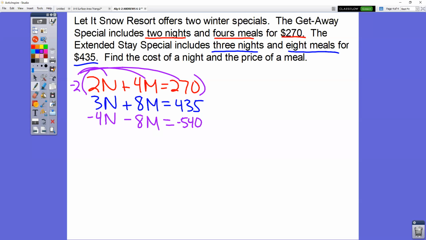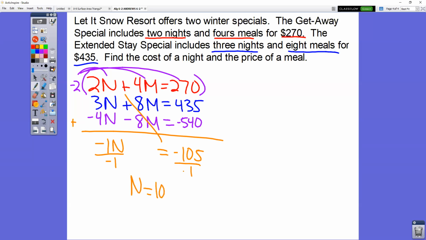So now I want to take my blue and my purple equation and add going down. 3n plus negative 4n is negative 1n. The 8s cancel out. 435 plus negative 540 is negative 105. Divide by negative 1, divide by negative 1, and you get n equals 105. Take that n equals 105, and you can sub it into here or here for n. I think that top equation is a little bit easier.